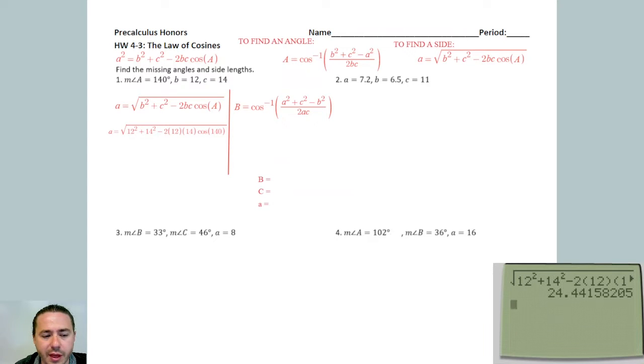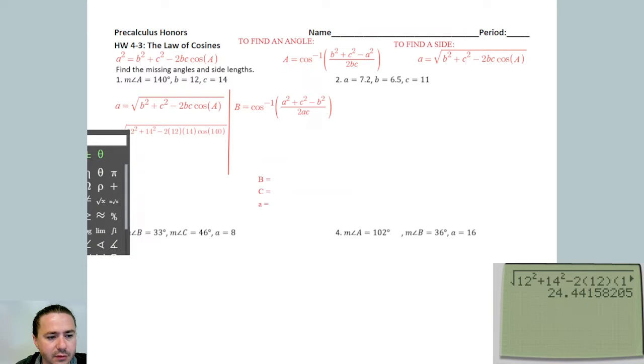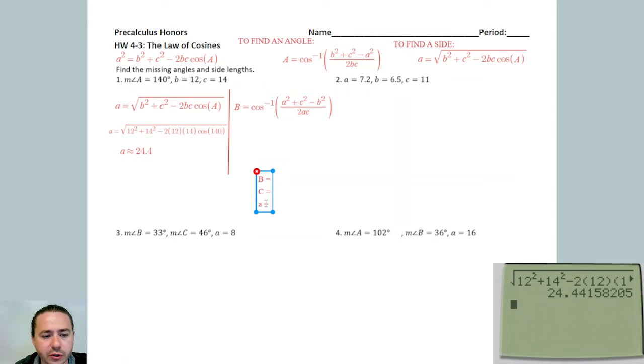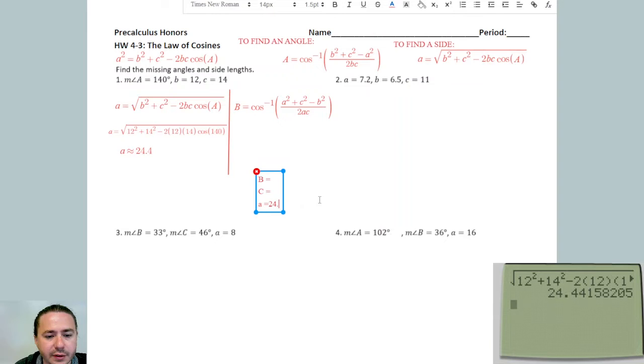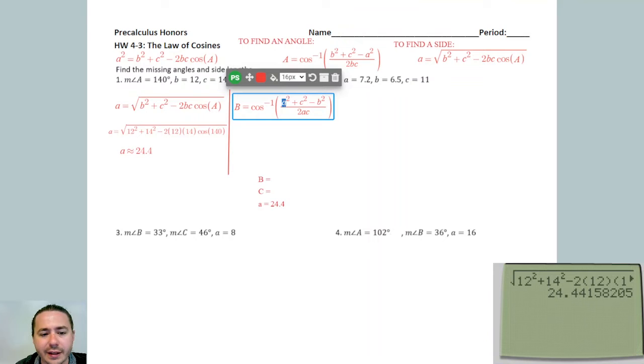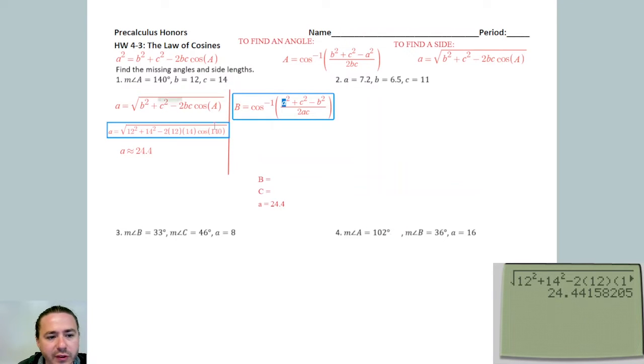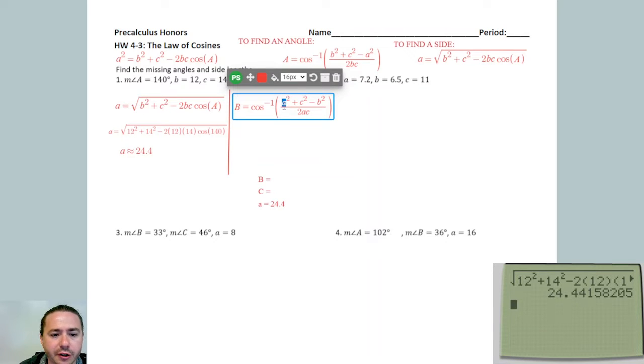All right, so that means that side A is approximately, we'll just go to one decimal place here, 24.4. Now, I do want to caution you because I'm going to put 24.4 here, but when you go to plug that in over here, you want to try to get as exact as possible because once we set this up, if we use 24.4 here, this is going to have a little bit of a rounding error that is going to compound and throw this off even more.